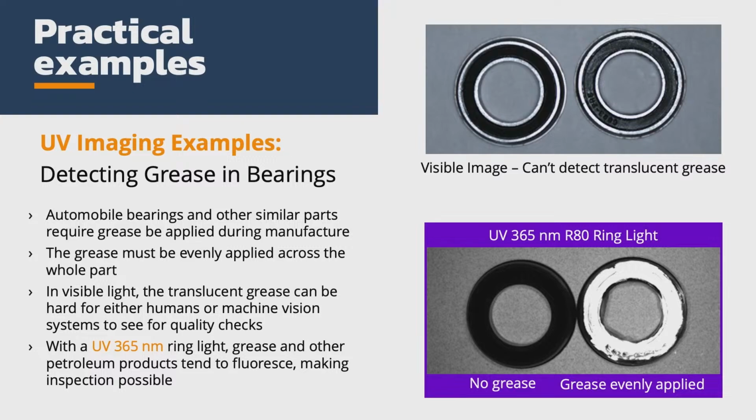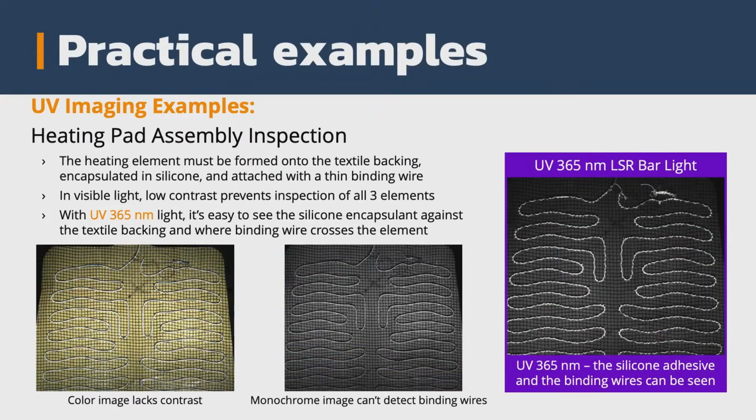And in fact, if we look at the UV 365 nanometer images, you will see that these 2 bearings are in fact not the same. You can easily see the one on the right is coated with grease and that it's spread all around the circumference, and that the one on the left has no grease at all. If we look at this next example here, we're going to see an example of adhesive fluorescing, not necessarily grease, and how this is practical.